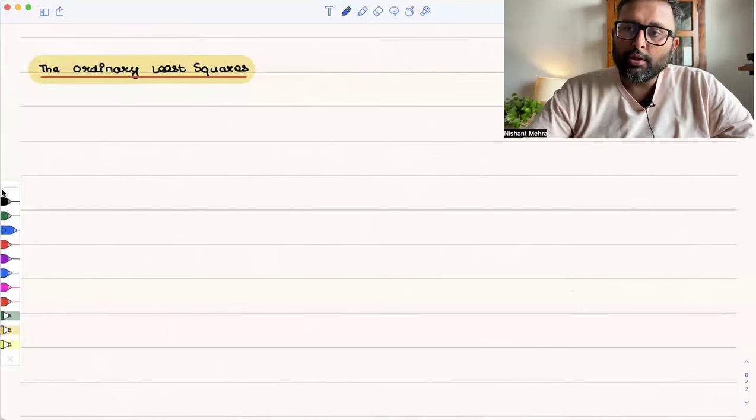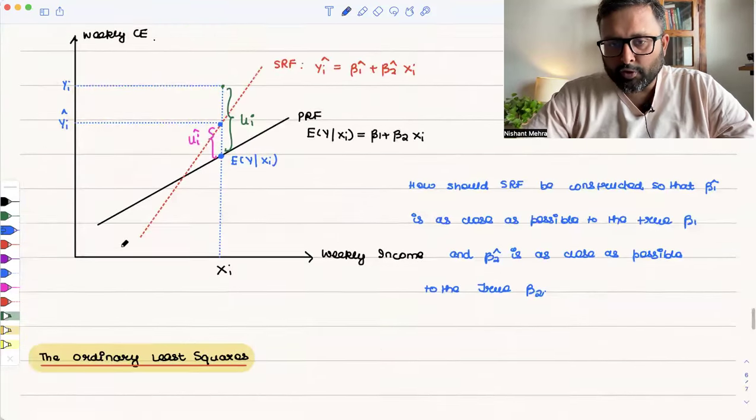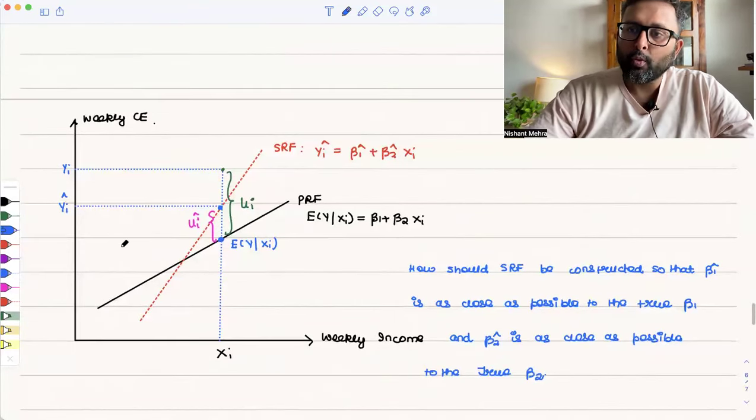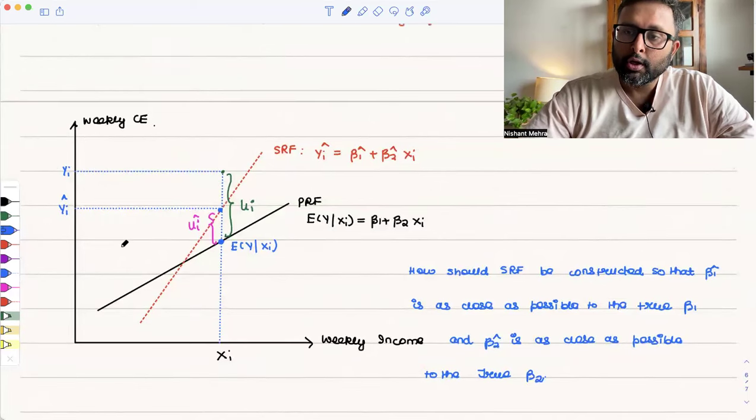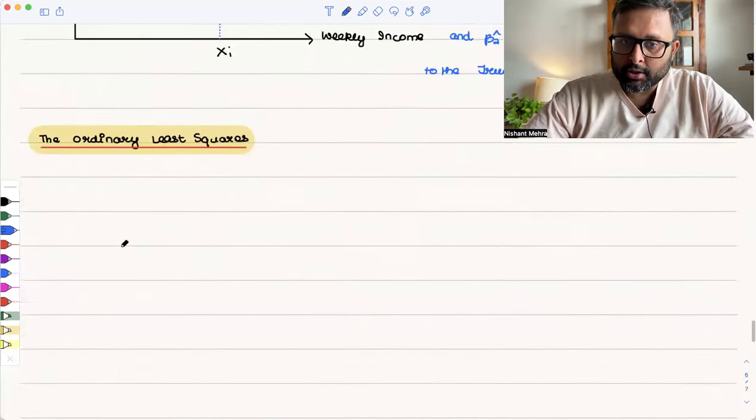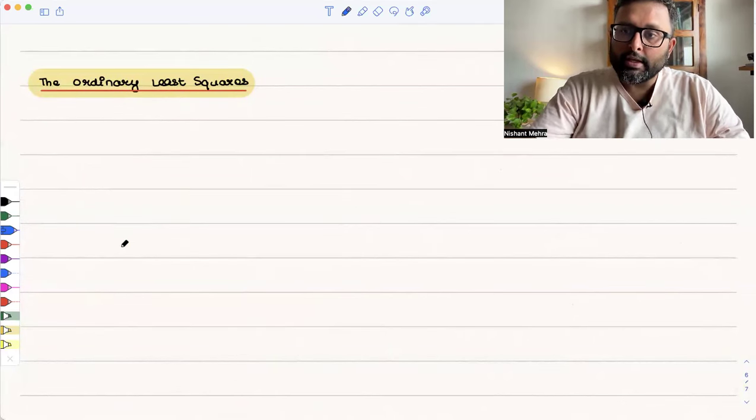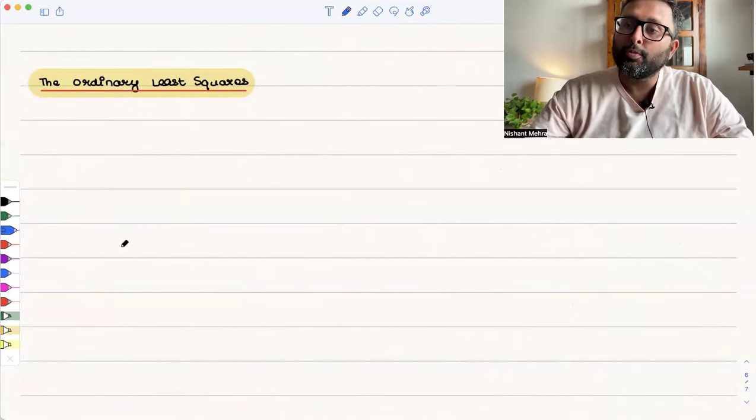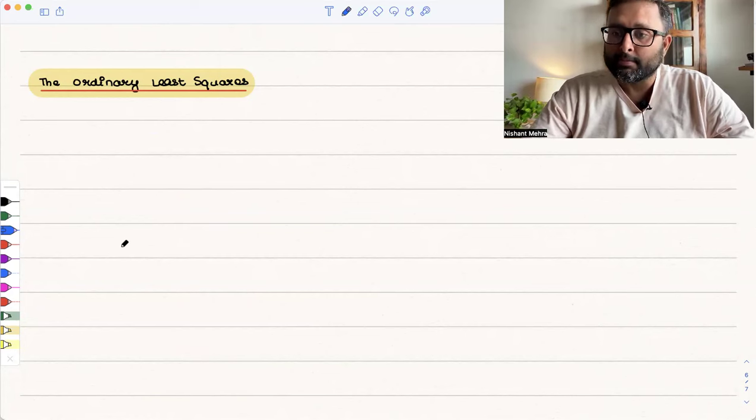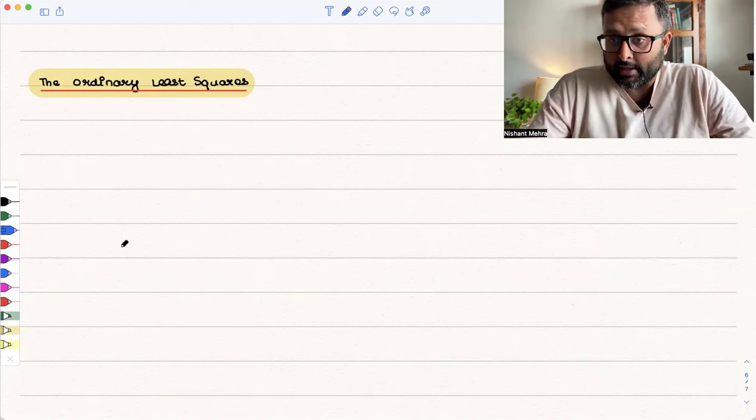Today, let us talk about the ordinary least squares. If you remember in the last class, we defined what a population regression function is and what a sample regression function is. Now we are going to find a method through which the sample regression function is as near as possible to the population regression function. Can we find that out?